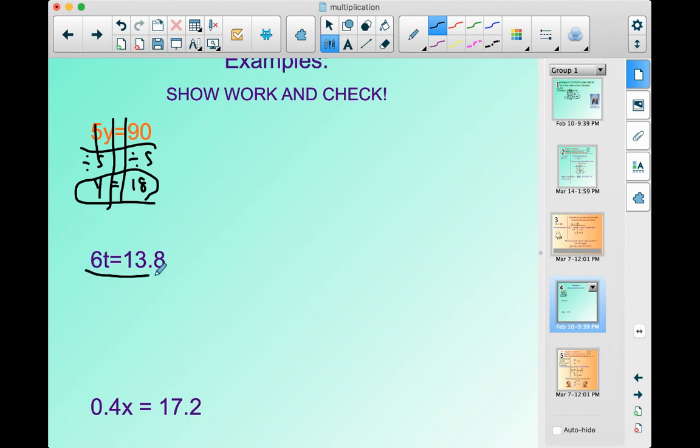Okay, let's try this one. Got a decimal here, that's fine. Doesn't change anything. We have 6 times t. I'm trying to get t by itself. So I get rid of multiplying by 6 by dividing by 6. That gives me t equals 13.8 divided by 6, which would be 2.3.